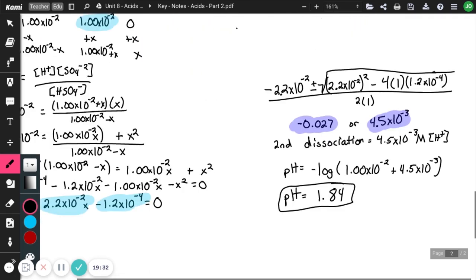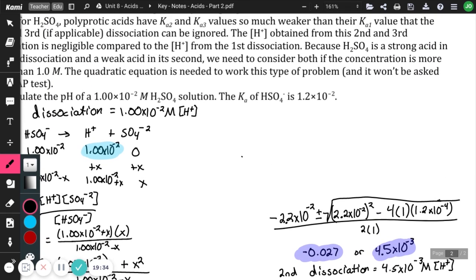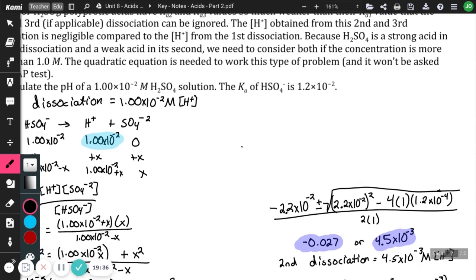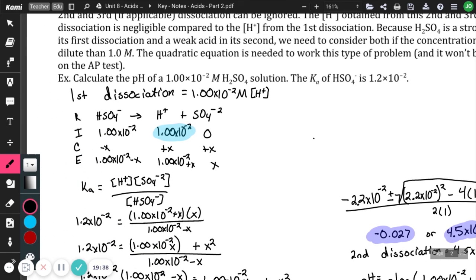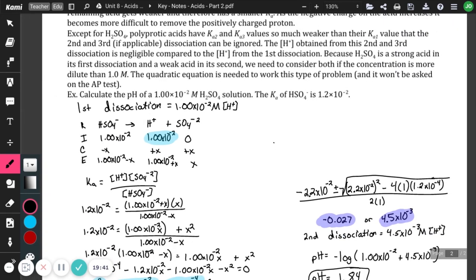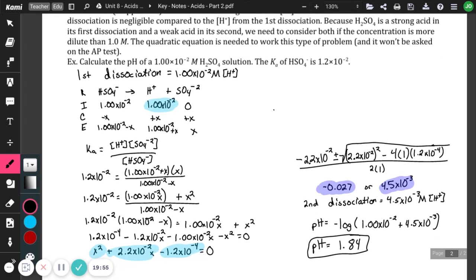Now, again, this does have the quadratic equation in it, and so you would not be asked this on the AP test, but they might ask you a conceptual question in terms of, well, what do I do if I've got a strong acid that is a polyprotic strong acid? How would I determine that pH? Okay, so do keep that in mind. I did want y'all to work through this and do your best to solve it, but that is it for this set of notes.